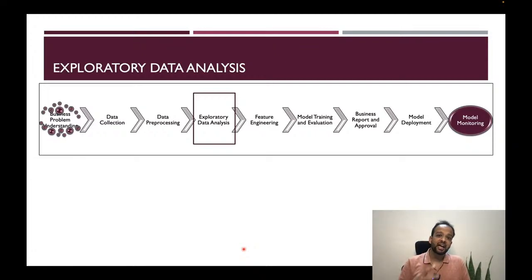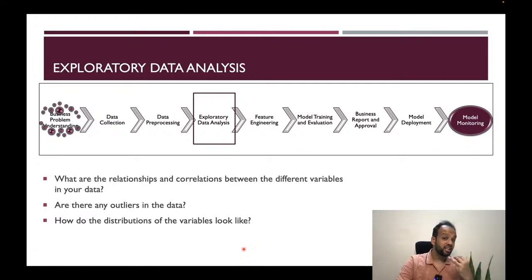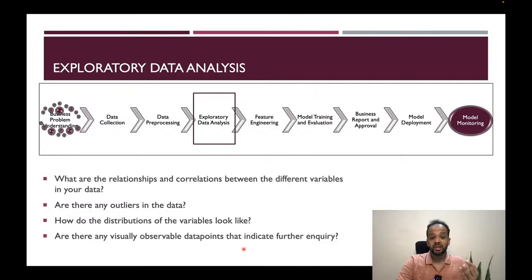So with this nice understanding of the data and with this active discussion with the business teams, you can go ahead with the next steps. Firstly, what are the relationships and correlations between different variables in your data? Are there any outliers in your data? How do the distributions of the variables look? Are there any visually observable data points that indicate further inquiry? A fancy term for saying, are there any anomalies or influential points?